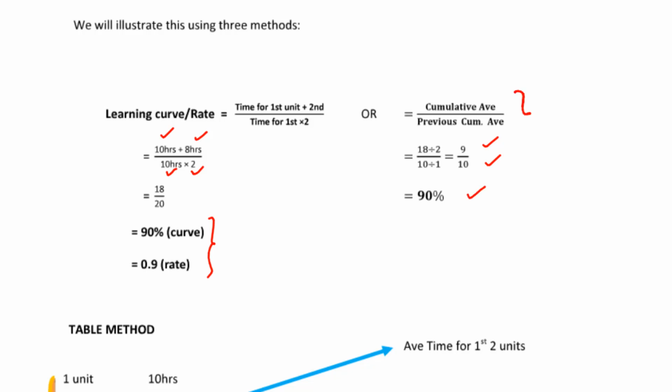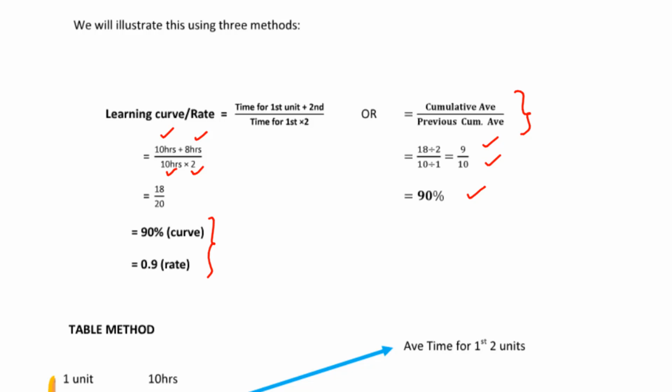Now this formula is a lot more useful when a question, for example, tells you that the total amount of time for the first 8 units is, let's say, X, and the total amount for the first 4 units is, let's say, Y. They've given you total. You've got to work out the averages. So we'll come to an illustration like that. Okay, so that's how you would calculate your learning curve or your learning rate.